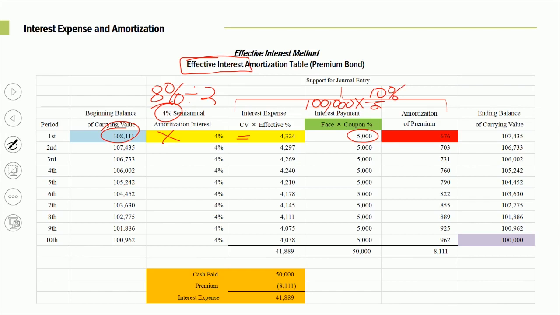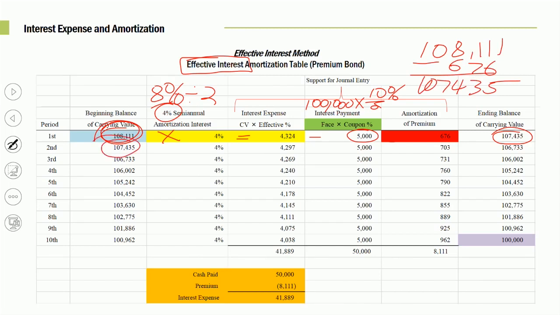So the difference between the $4,324 and the $5,000 is $676. Notice when the bond is carried above the face value, remember you're going to pull it down towards face value. So you would subtract to get to that $107,435, that would be your $108,111 minus the little piece of that premium we just amortized, $107,435. And then you just keep repeating that process.